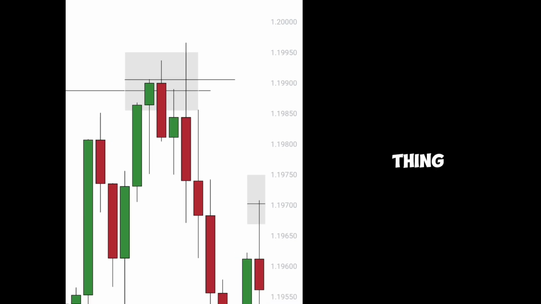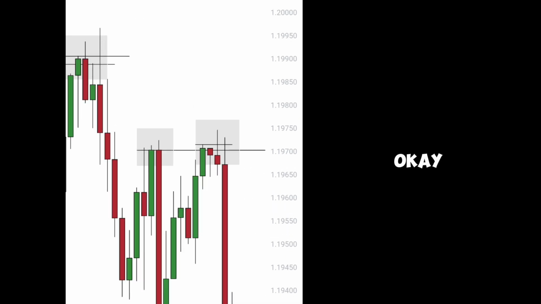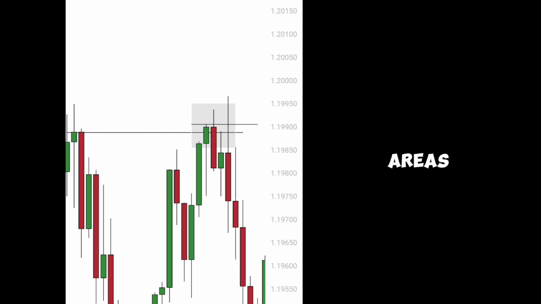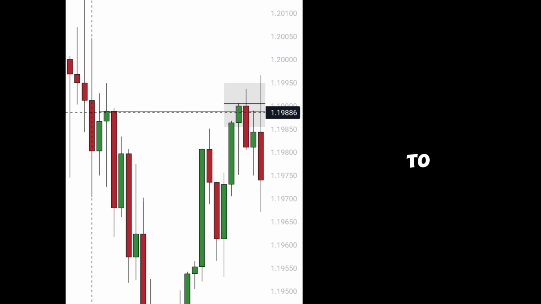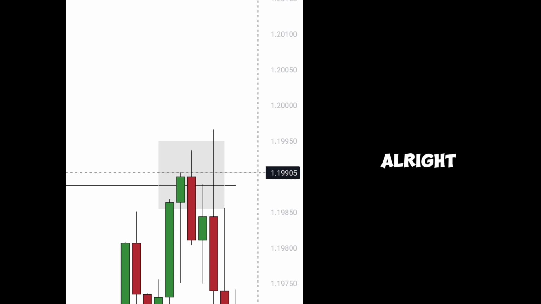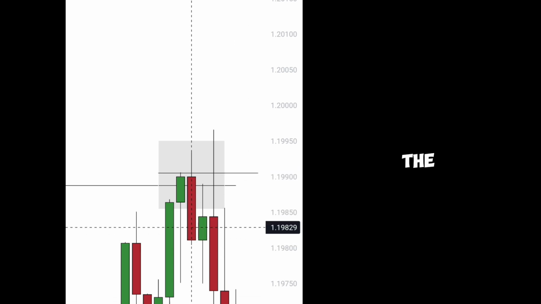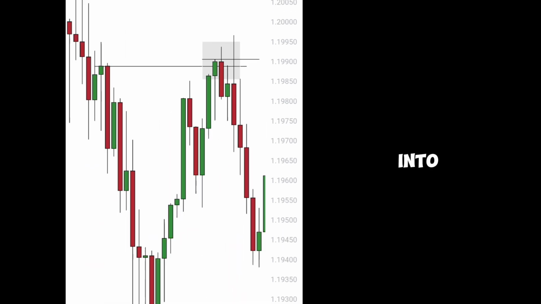Now, here's the thing. This is how you're going to be trading this system. You want to mark out resistance areas, and then you want to wait for the market to take out the previous candle and end in bearish form. In the case of bullish, you want the market to get into a support area.